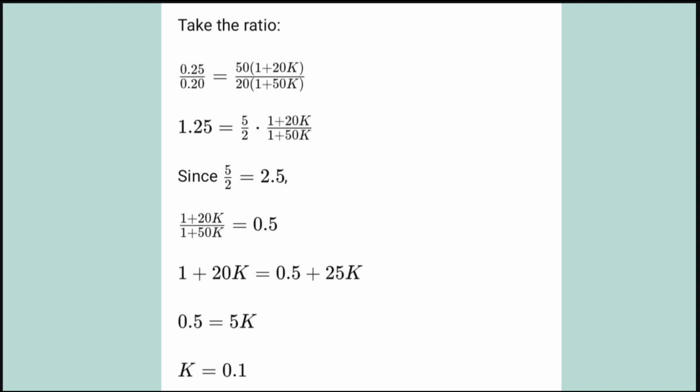Since 5 by 2 is equal to 2.5, (1 plus 20K) divided by (1 plus 50K) is equal to 0.5. So 1 plus 20K is equal to 0.5 plus 25K. 0.5 is equal to 5K, and then you will get K as 0.1. So K is equal to 0.1.